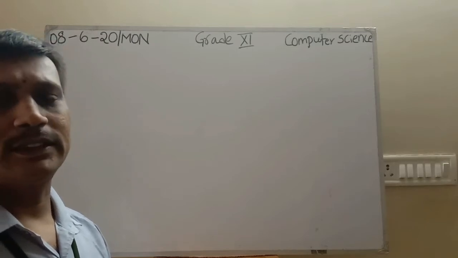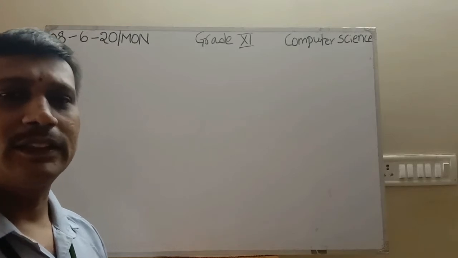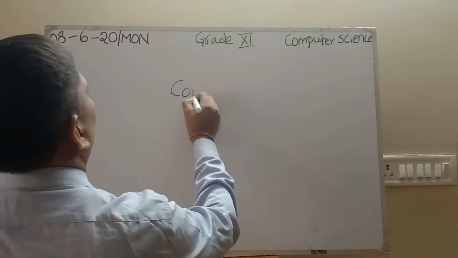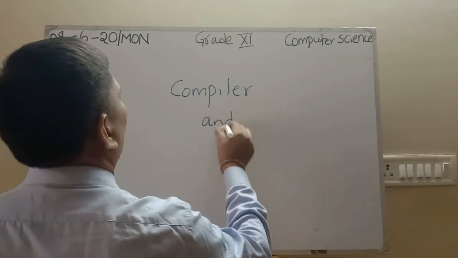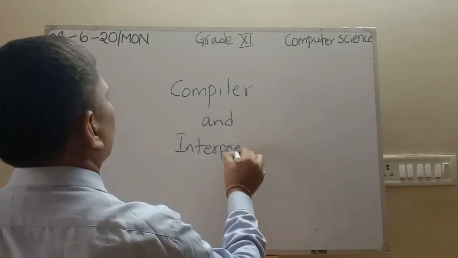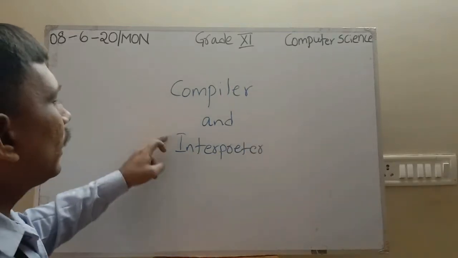Today we discuss the remaining continuation of the previous class, that is compiler and interpreter, and their differences. So what is meant by compiler and interpreter?